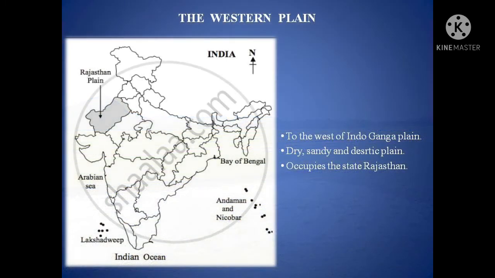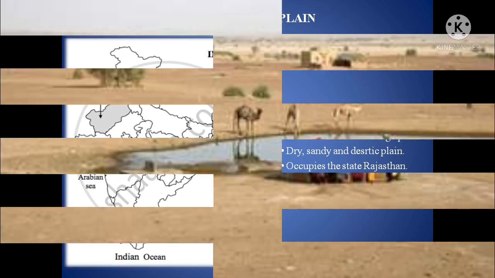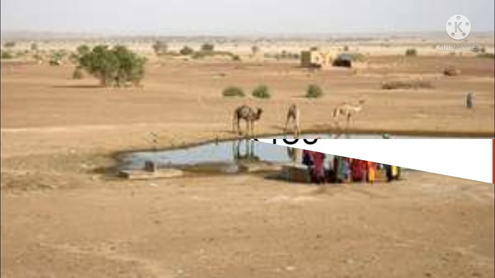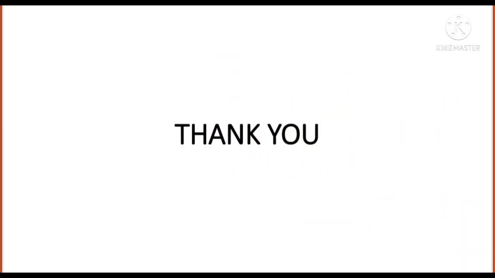Now let's come to the last plain, that is the western plain, which is also known as the Rajasthan plain. It is a dry plain mostly covered by sand, or we can say that it is a desertic plain, and vegetation is very less in this plain and agriculture is not suitable in this plain. That is all about the Great Plains of India or the Northern Plains of India.